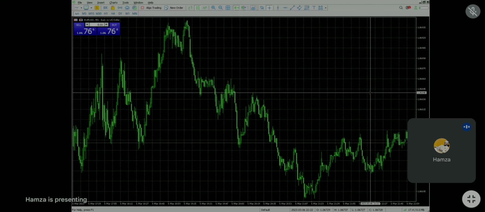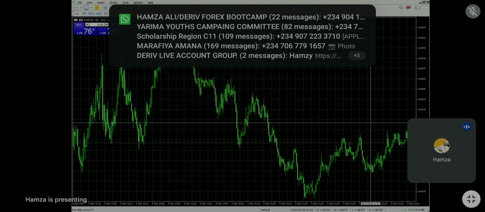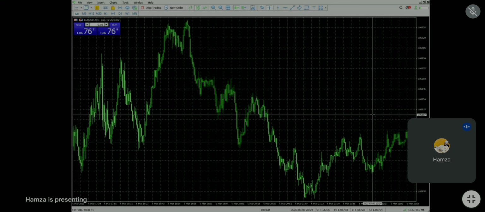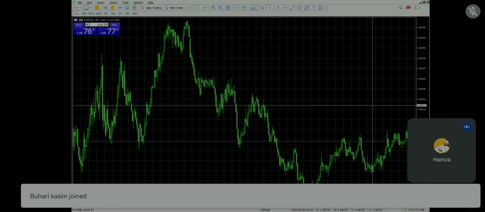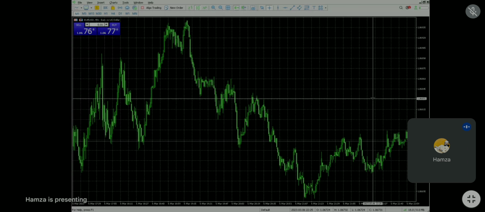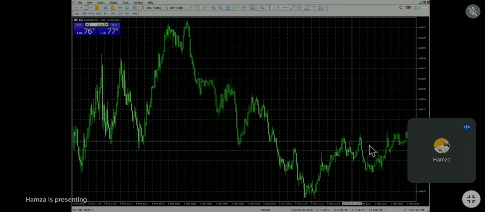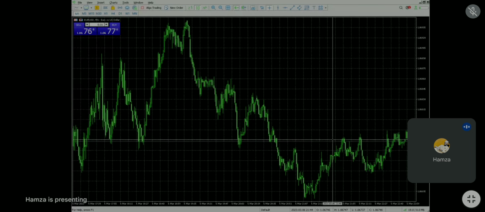You just need to make sure that your pipette moves 10 times and then boom, 1 pip, 2 pips, 3 pips, 4 pips. So it doesn't matter what the current pricing is. What matters is the pricing you enter.